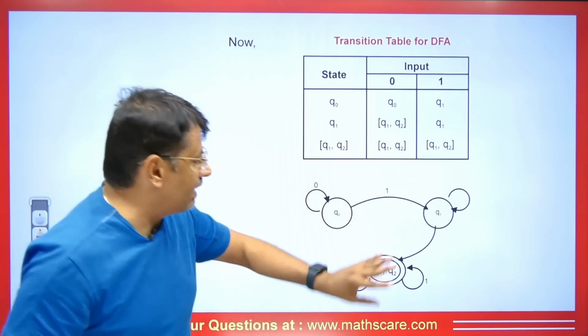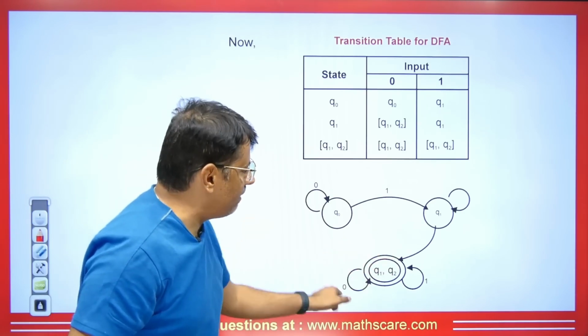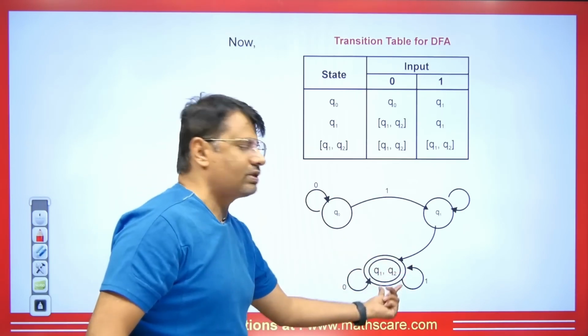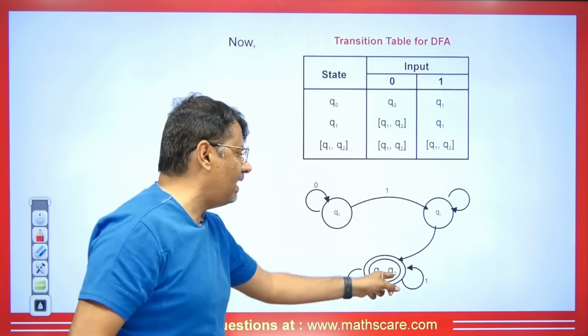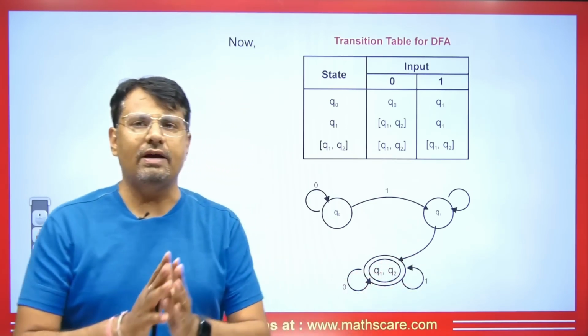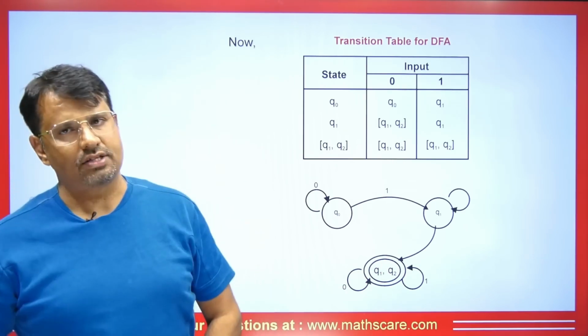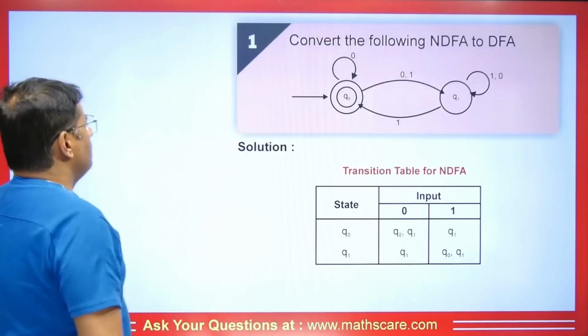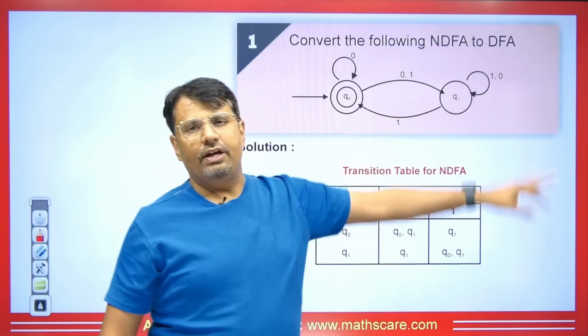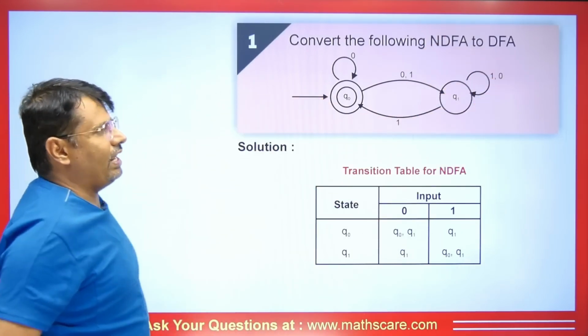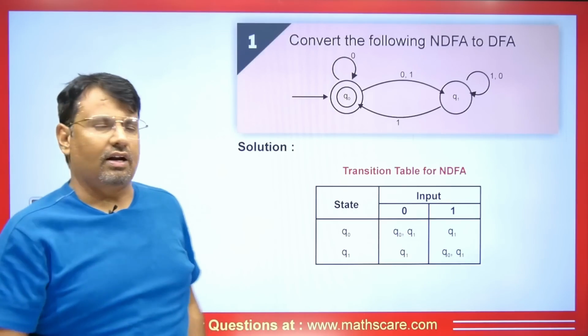Just want to clarify so that you can understand that in DFA, different inputs can go to the same state. Okay. It's going to the same state on both input 0 and input 1, right? So this is a DFA and not NDFA. This is what I wanted to clarify. Now, how to convert the following NDFA to DFA? We have this NDFA and we want to convert it into DFA. How will we do that?